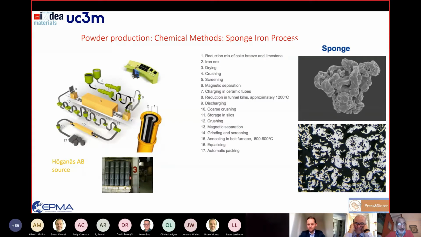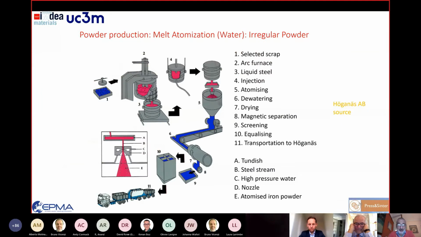And at the end of a very long furnace, in which we produce the reduction process at nearly 1200 degrees in solid state, we develop this sponge iron powder, which is quite interesting for the press and sintering process. Another method is the well-known water atomized powder system, in which we obtain, by atomizing the melted liquid iron, these rounded particles that could also be very interesting for the press and sintering method.